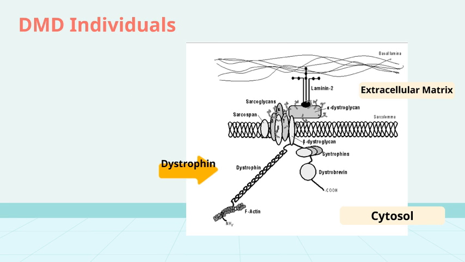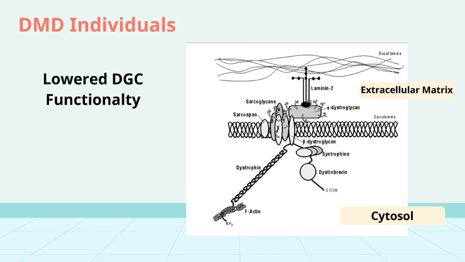In an individual with DMD, however, there's a genetic mutation in the dystrophin gene, which provides non-functional dystrophin proteins. This then reduces the functionality of the DGC and reduces the structural support. DMD individuals are more prone to muscular injuries.